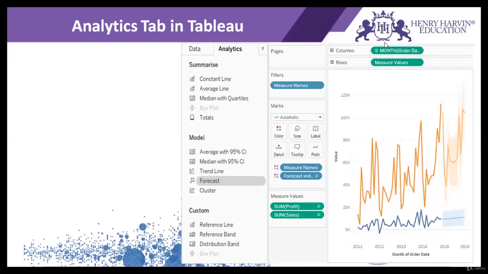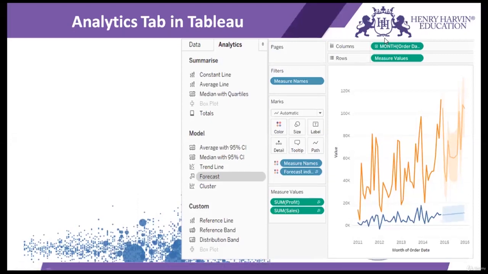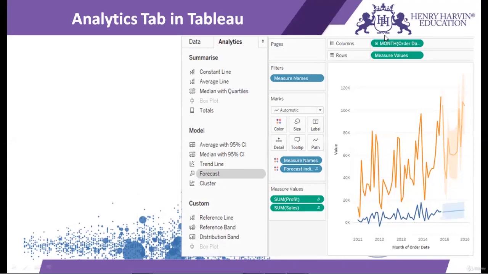Hi all. In today's video, we are going to discuss the Analytics tab in Tableau. Tableau provides us with an Analytics tab, which is just adjacent to the Data tab, which you see. In this tab, you get a set of functions which can be directly applied to your graphs. You get three types of analytical functions.